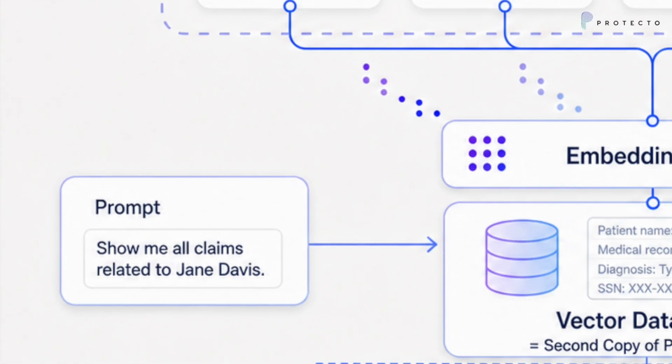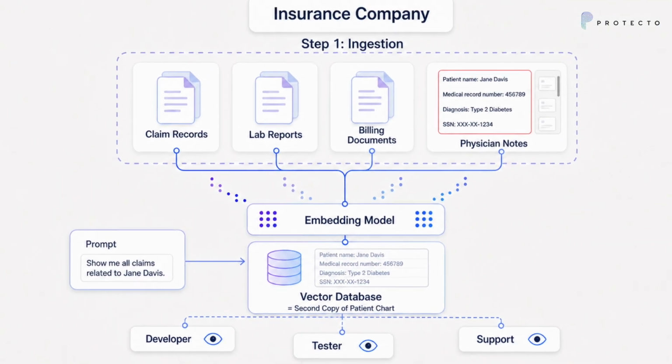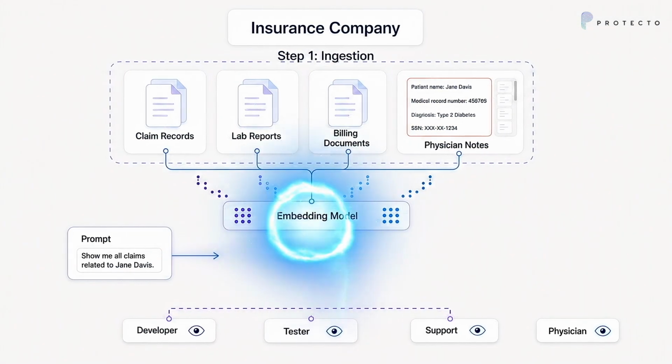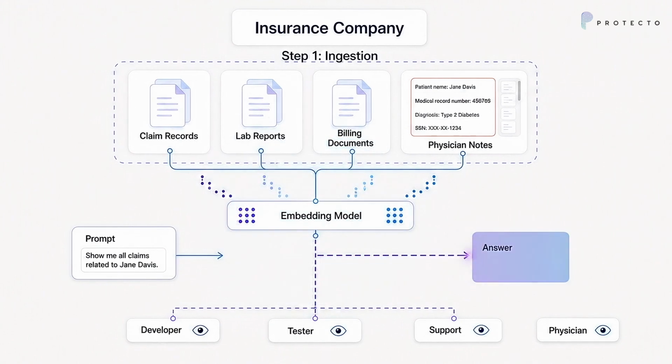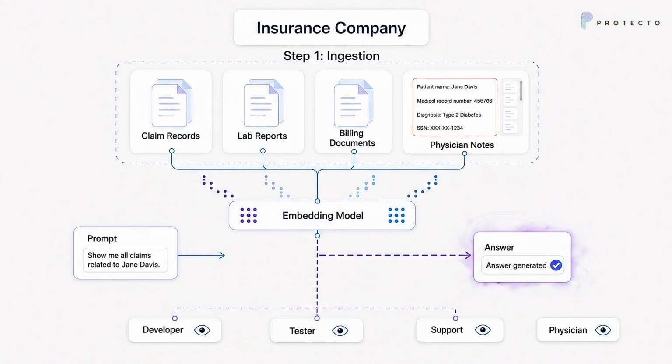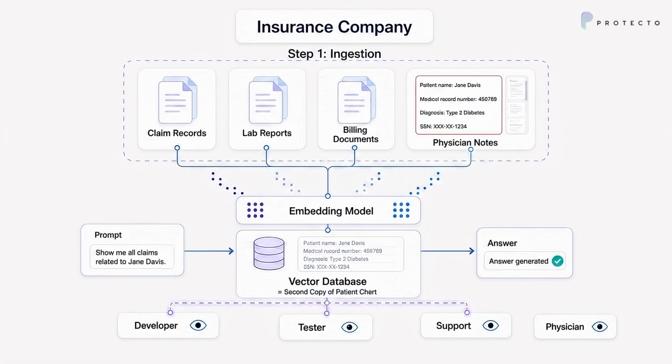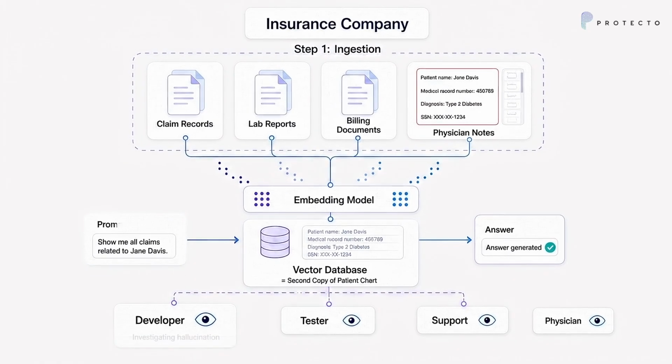Point 2. Someone types, "Show me all claims related to Jane Davis." The assistant searches the vector database, pulls the matching documents, and writes an answer. Technically, it works perfectly. But look at everyone who touched Jane Davis's real name to get there.